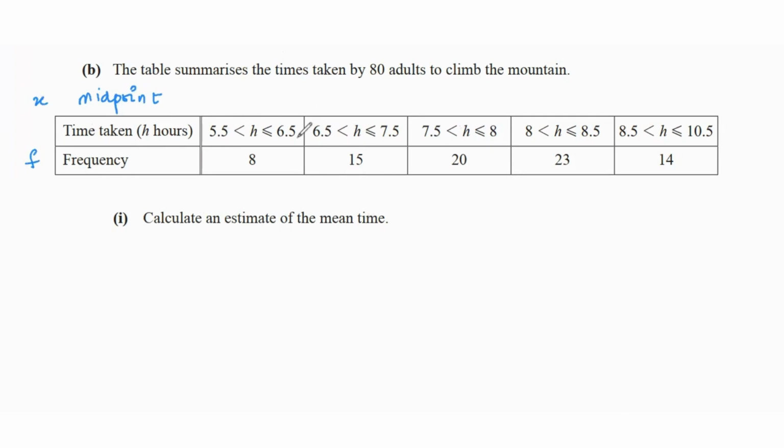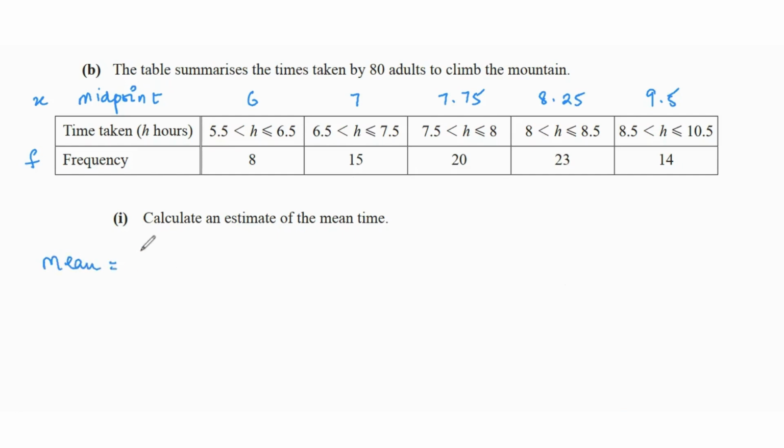So between 5.5 and 6.5, we have 6. Between 6.5 and 7.5, we have 7. Between 7.5 and 8, we have 7.75. Between 8 and 8.5, we have 8.25. Between 8.5 and 10.5, we have 9.5.